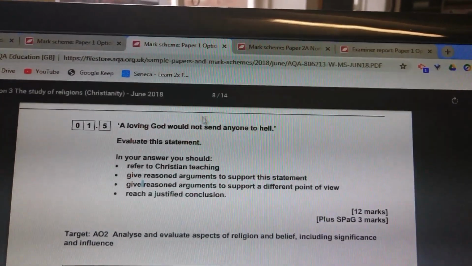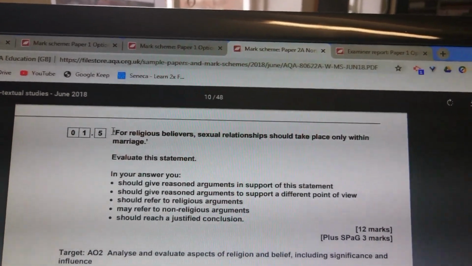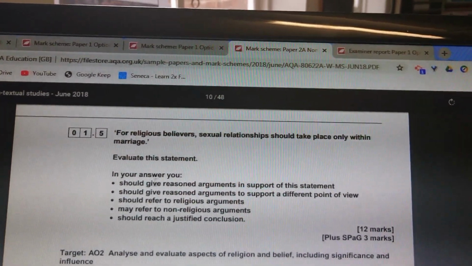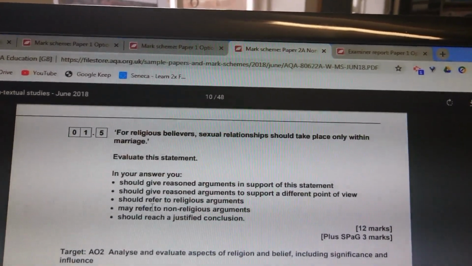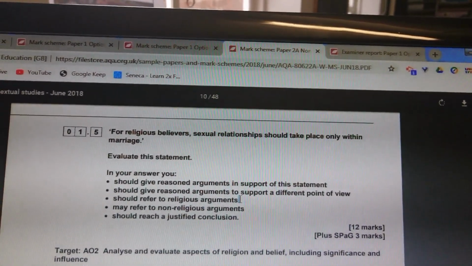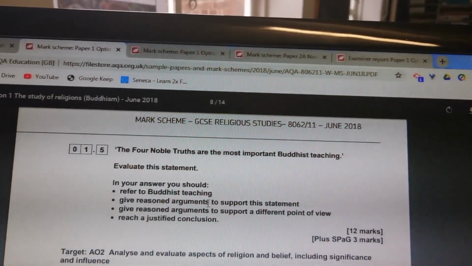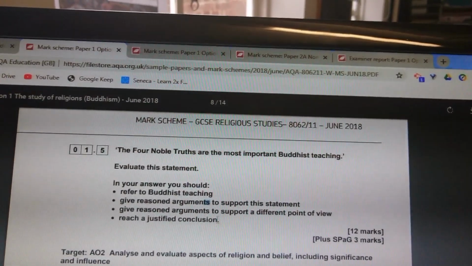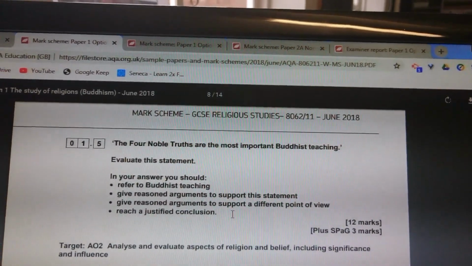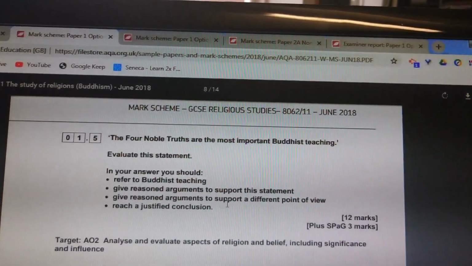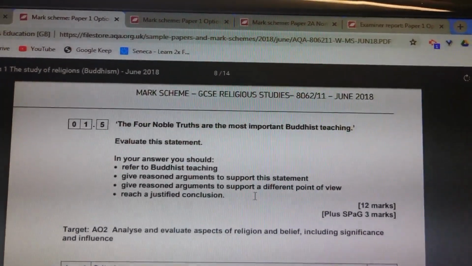If you have a look at the Christianity paper, you will see, of course, you need to refer to Christian teaching, and in the themes paper it will give you a statement on one of your themes. Reasoned arguments in support, reasoned arguments against, and you may refer to non-religious arguments. Okay, so that's where your religion comes in there. One of the things I want to draw your attention to here is this S. Give reasoned arguments, plural, to support this statement, and reasoned arguments, plural, to support a different point of view. Often what people get mixed up with is agree and disagree.